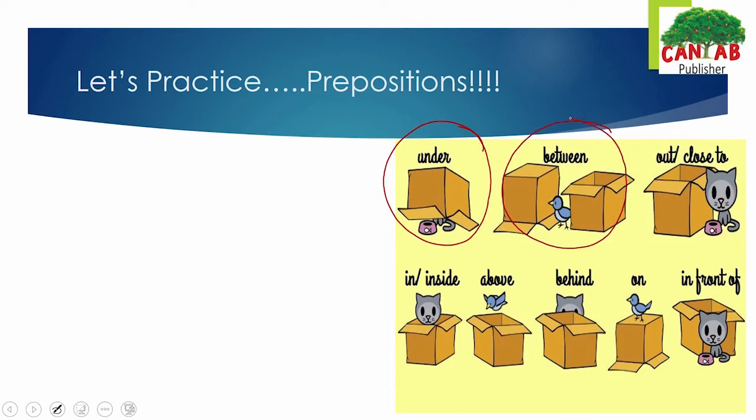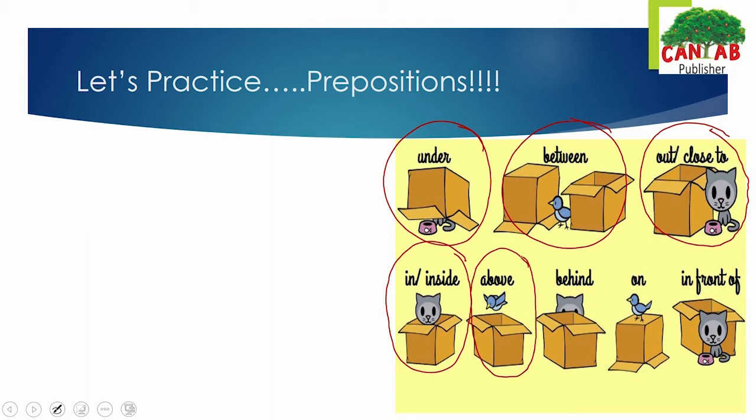The bird is between the boxes. The cat is out or close to the box. The cat is inside the box. The bird is above the box. The cat is behind the box. The bird is sitting on the box. This cat is in front of the box.